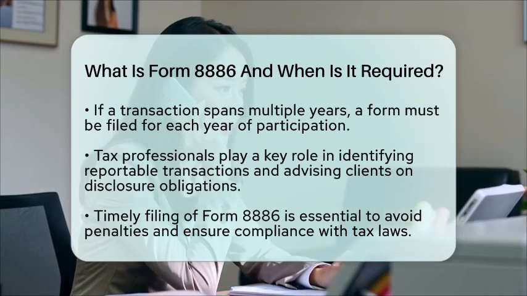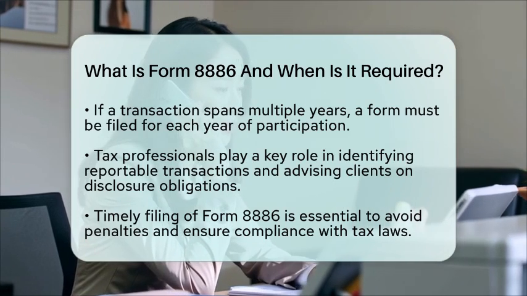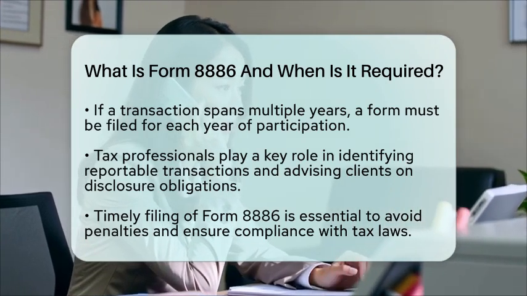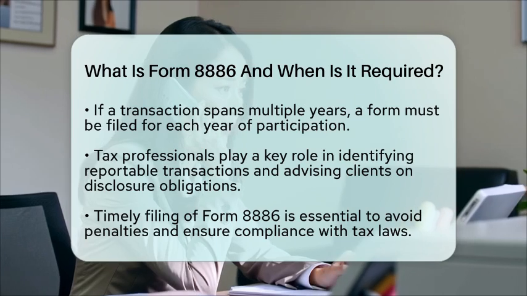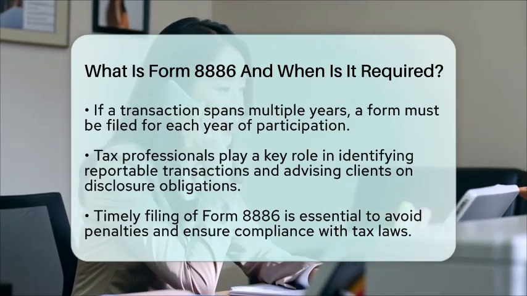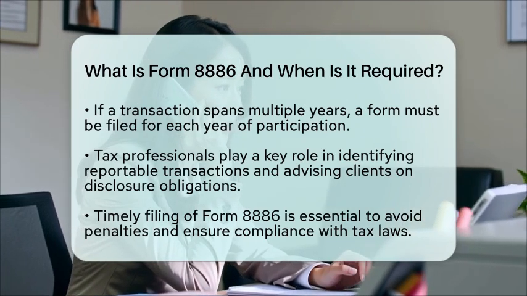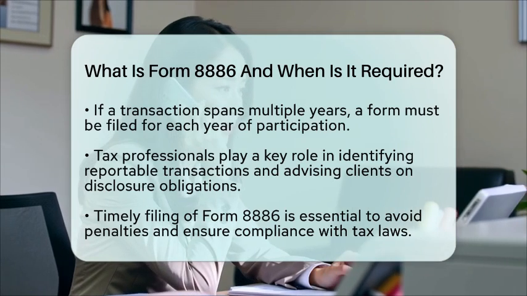In summary, Form 8886 is a mandatory disclosure for taxpayers involved in transactions the Internal Revenue Service considers reportable due to their potential for tax avoidance. It must be filed with your tax return for each year the transaction is active, and failing to do so can lead to substantial penalties.